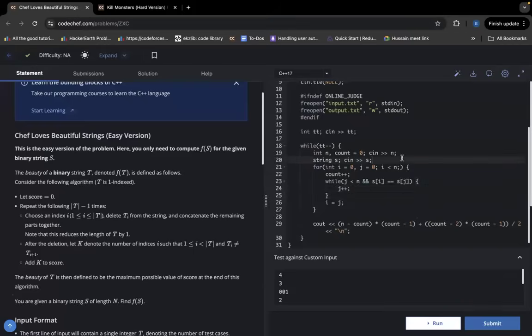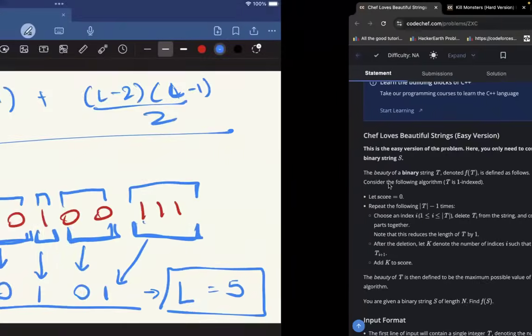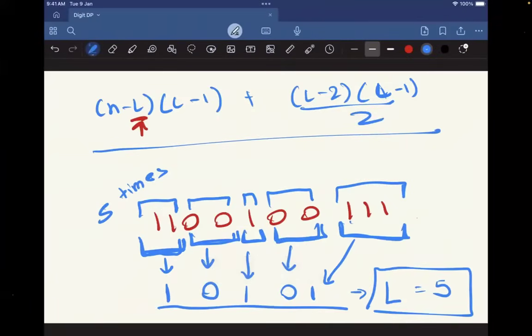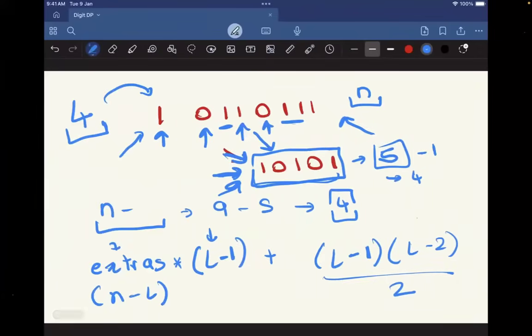Okay. Sir, yes, tell me. Sir, I have a doubt in the previous slide. Yes, tell me. So the previous slide. Yes. Sir, you have written 9 minus 5, 4. So 4 valid indexes, right? No, no, 4 extras.